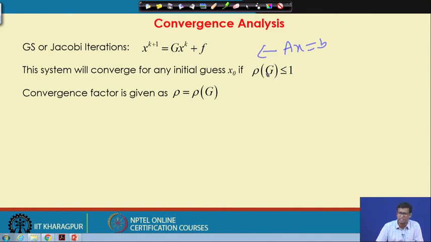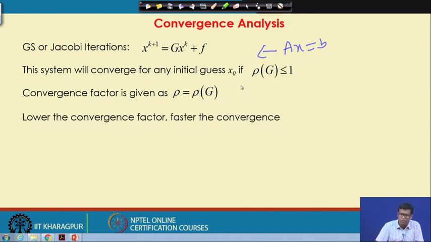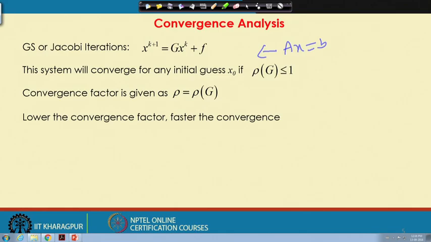The convergence factor is given as rho, which is equal to rho G, the spectral radius of G, and the lower the convergence factor, the faster the convergence. Convergence rate actually has an inverse relation with convergence factor. So, if rho G is high, the convergence factor is high, that means the number of iterative steps will be high. If rho G is less, or the convergence factor is small, the number of iterative steps will be less.